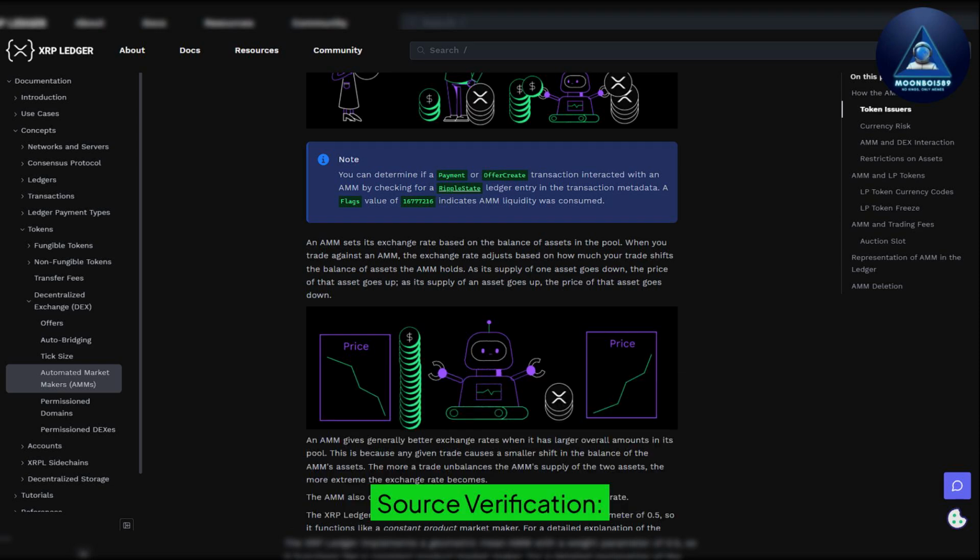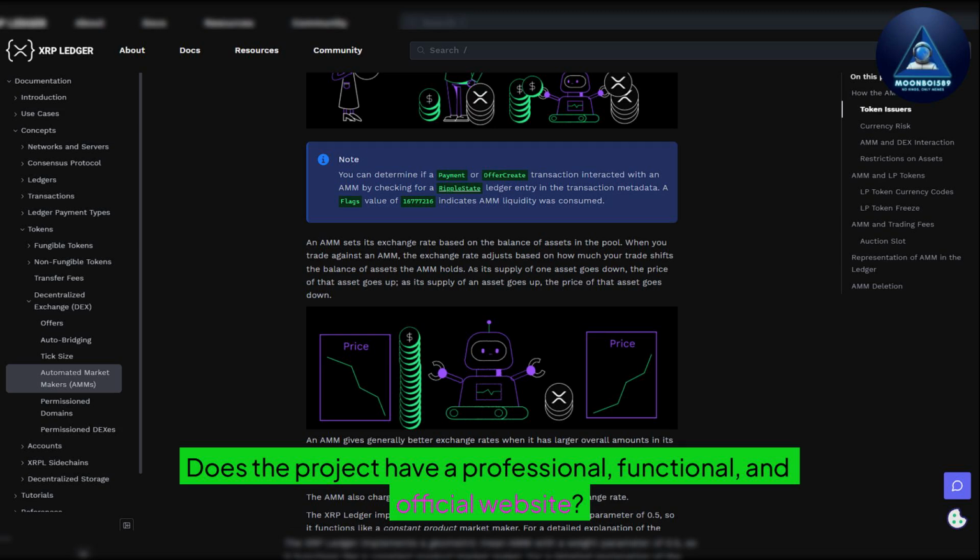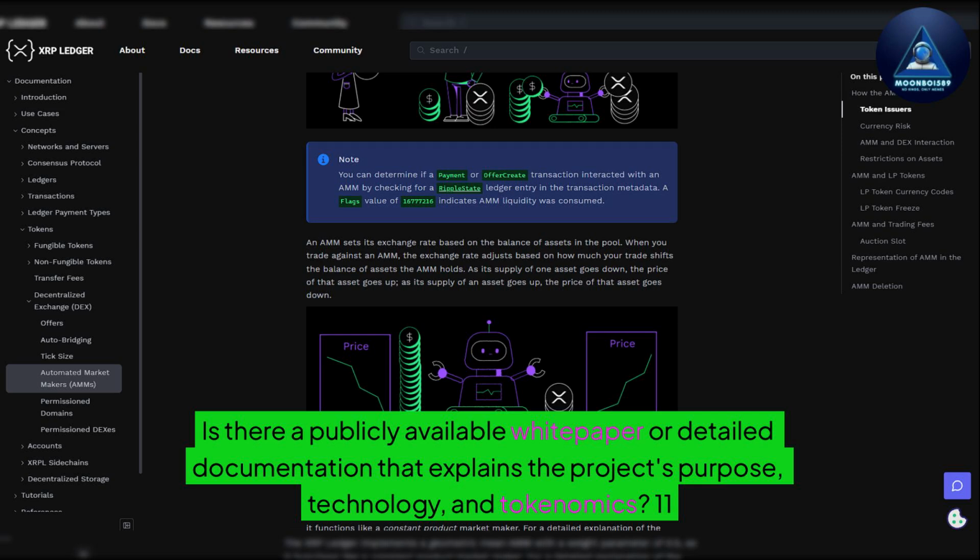Source verification. Does the project have a professional, functional, and official website? Is there a publicly available white paper or detailed documentation that explains the project's purpose, technology, and tokenomics? Is there an active and transparent developer community, for example a public GitHub repository with recent commits, or an active Discord server with developer engagement?